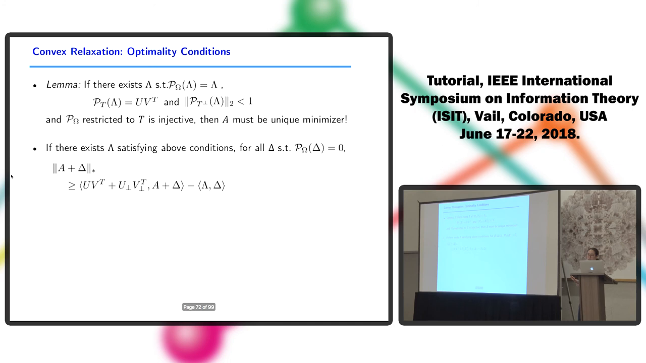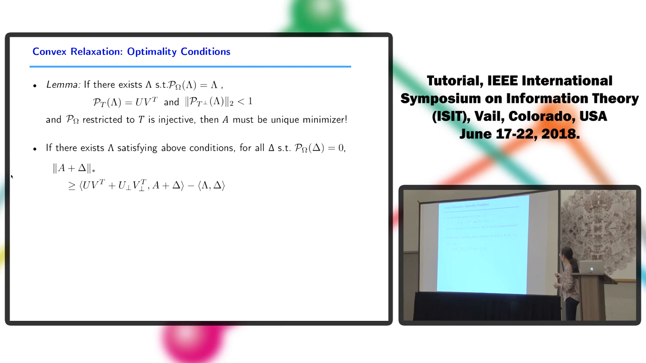And so how to show this is we can say, well, suppose that there is some lambda satisfying the above conditions. Then for all delta such that delta is only supported on the complement of omega, what we want to show is that the nuclear norm of A plus delta is strictly larger than the nuclear norm of A.